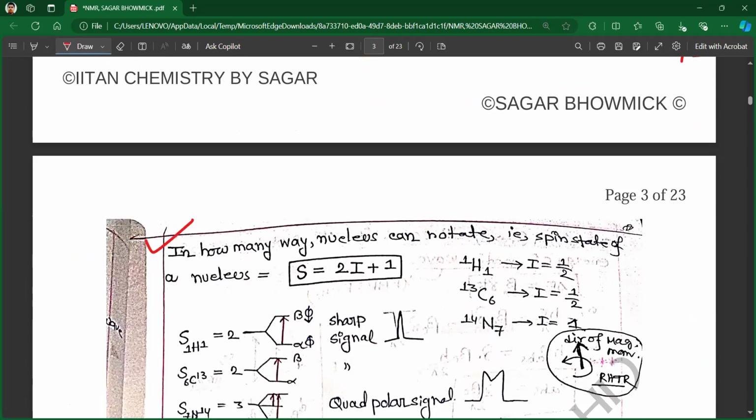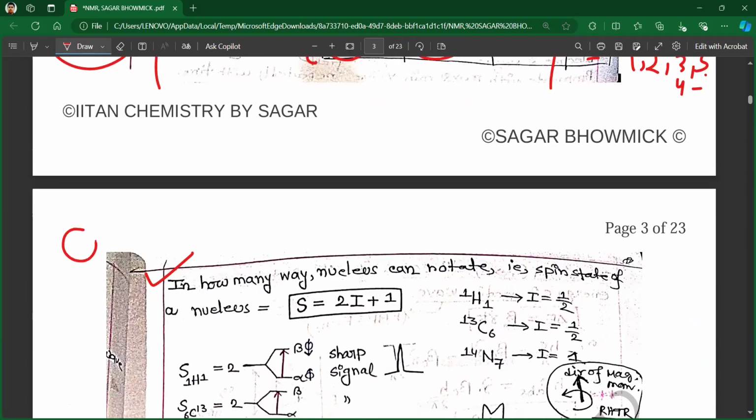In how many ways can a nucleus rotate? That is the spin state of a nucleus. Now, this nucleus can rotate. In how many ways can it rotate? This is told by something called S equals 2I plus 1. This is basically spin multiplicity.